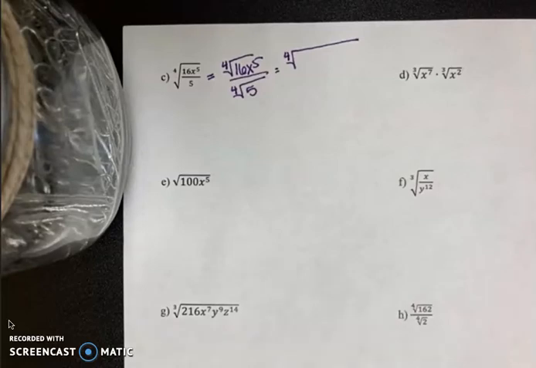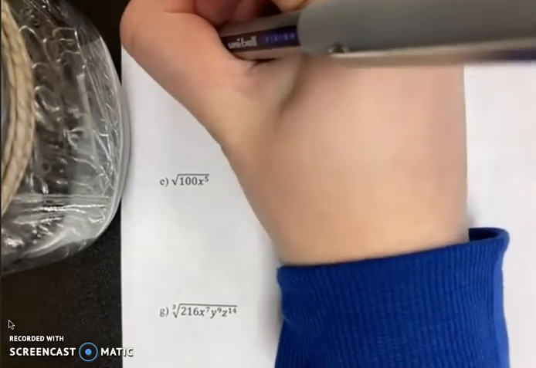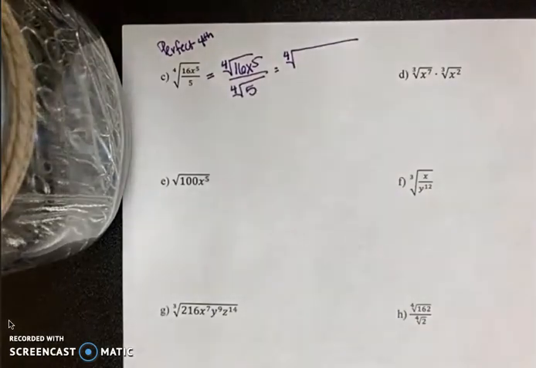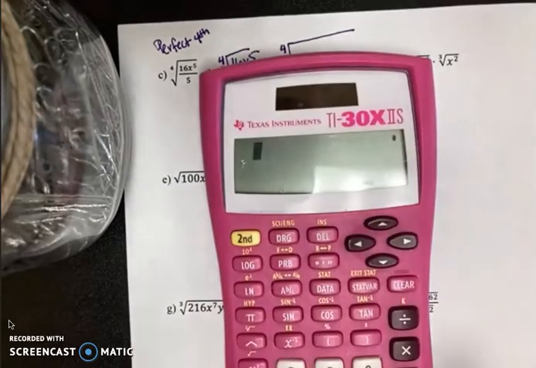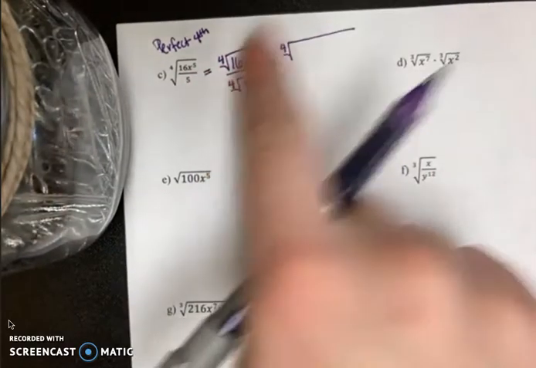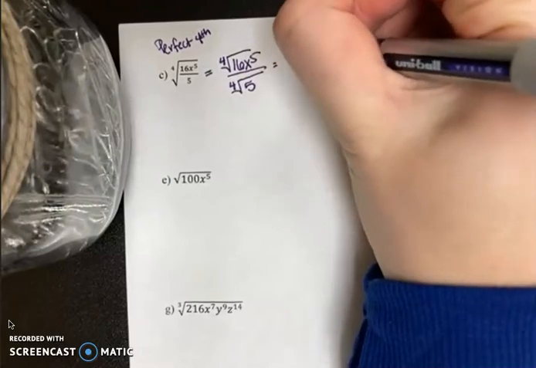I want to think about perfect 4th powers. So what's 1 to the 4th power? That would be 1. What's 2 to the 4th power? So that's 2 times 2 times 2 times 2. And if you don't like doing that in your head, you can use your calculator, 2, hit that little power button, into the 4th power. Look, we get 16. So 16 can be rewritten as 2 to the 4th power.